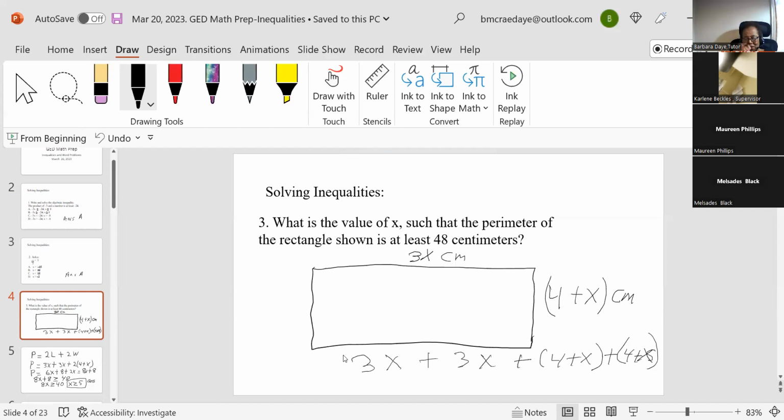That's not 4x. That's 4 plus x. So 3x plus 3x is 6x, plus 1x is 7x, plus 1x is 8x. And then you have 4 plus 4 is 8, so you've got a constant there. So 3, 6, 7, 8x plus 8. Put that as greater than or equal to 48 and then solve it.